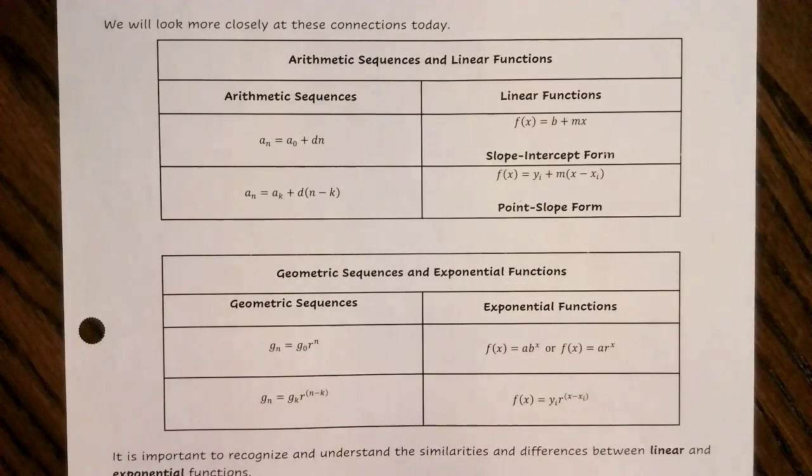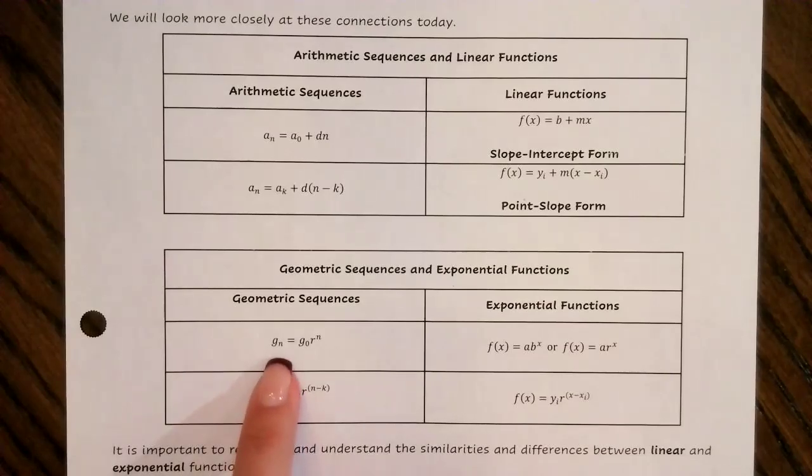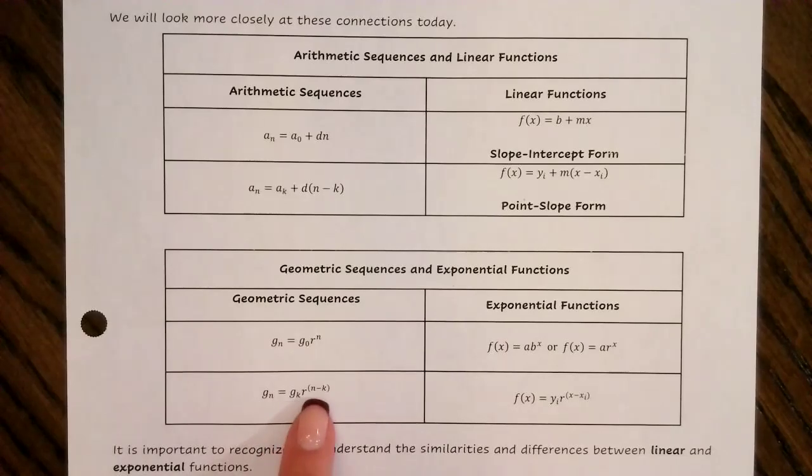Now, with geometric sequences and exponential functions, you do have similarities in those equations as well. Here are the two that we're going to use for geometric sequences. This one right here is when we're starting with that term at 0. This one, we can do at any given term. That's the big difference between these two right here. So you have the n minus our term number, whichever term number you're using the term of.